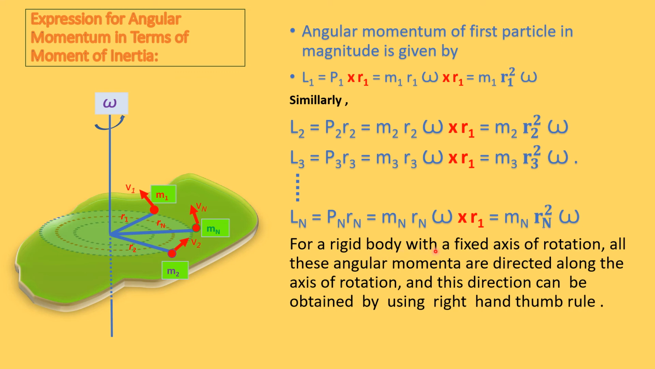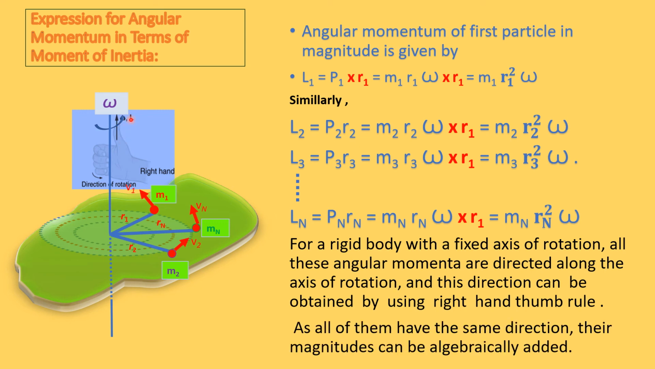Now, for a rigid body with a fixed axis of rotation, all these angular momenta, that is L1, L2, L3 and so on up to Ln, are directed along the axis of rotation, and this direction can be obtained using the right hand thumb rule. If the curled fingers are in the direction of the rotation, then the thumb denotes the direction of angular momentum. As all of them have the same direction, their magnitudes can be added algebraically.